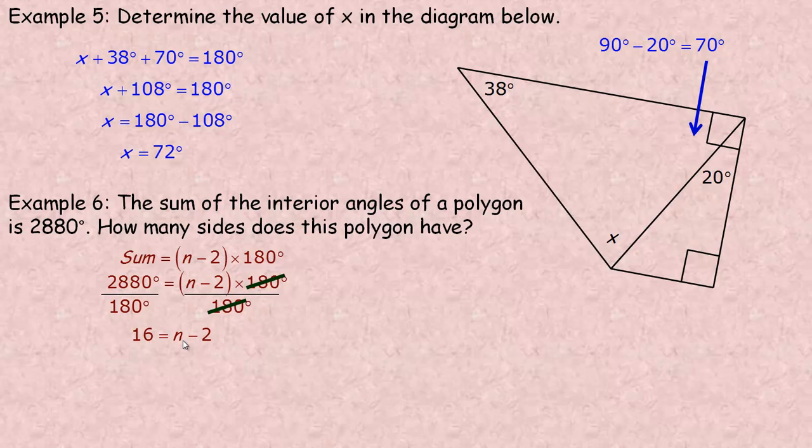And so to find n, now it's not 16 sides. Remember when I showed you there were 6 sides, but we divided into 4 triangles. See, in order to solve for n, you have to take this 2 over and add it to the 16. So there's really 16 triangles, but there's 18 sides. Remember, the number of sides is always 2 bigger than the number of triangles you can divide it into. So it would be an 18-sided polygon.